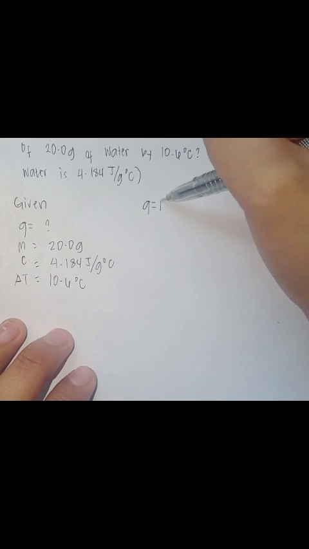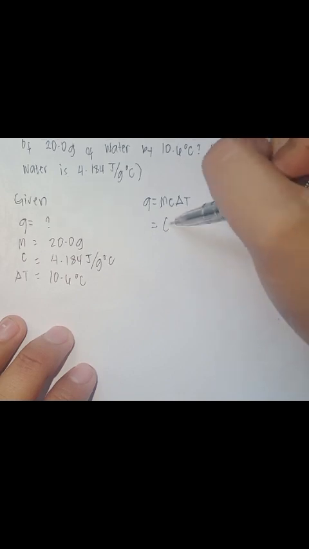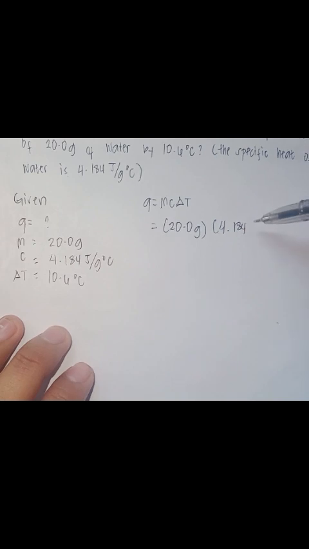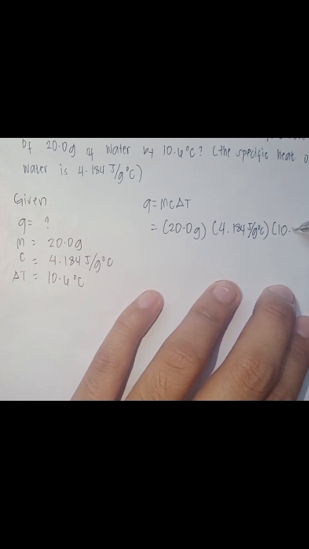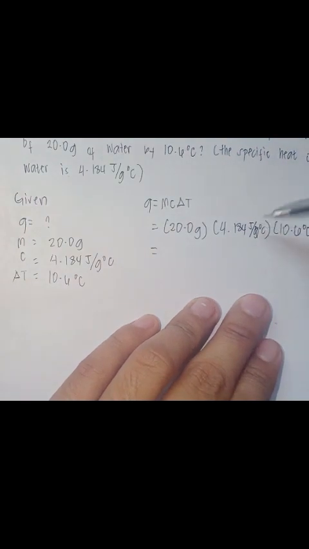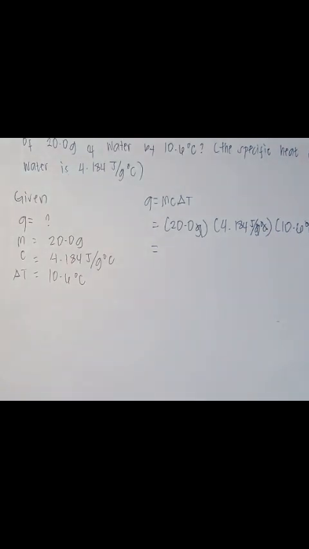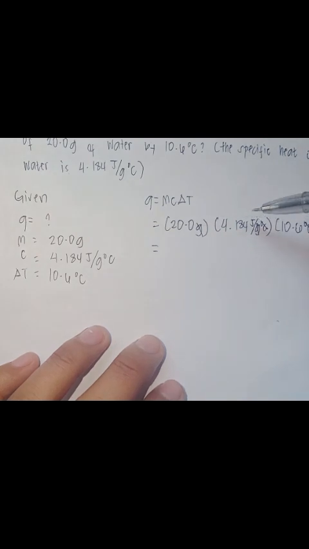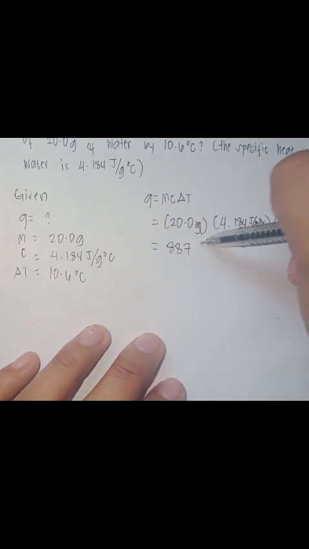The equation is Q equals mc delta T. 20.0 gram times 4.184 joules per gram degree C times 10.6 degree C. So, we cancel the gram and the degree Celsius. So, what remains is the joules. So, 20.0 times 4.184 times 10.6. The answer is 887 joules.